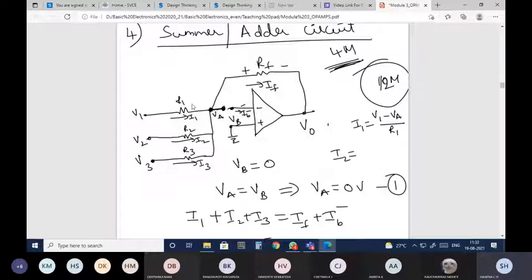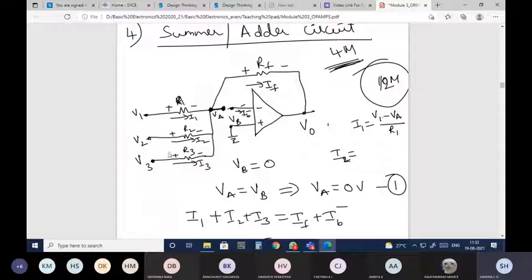And if you observe, current is flowing in this direction. Entry will be considered as positive and exit will be considered as negative. In the same way, here also positive, negative. Here also positive, negative. Okay, and I1 is nothing but voltage across the resistor R1 with respect to the node voltages. So V1 minus VA divided by R1.